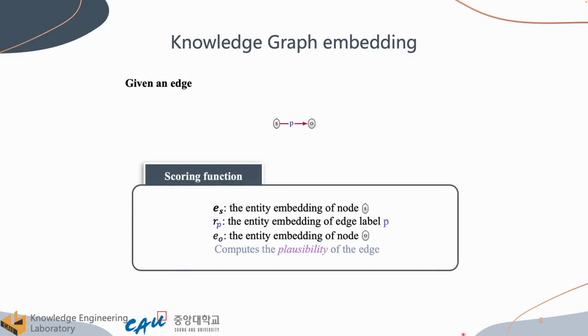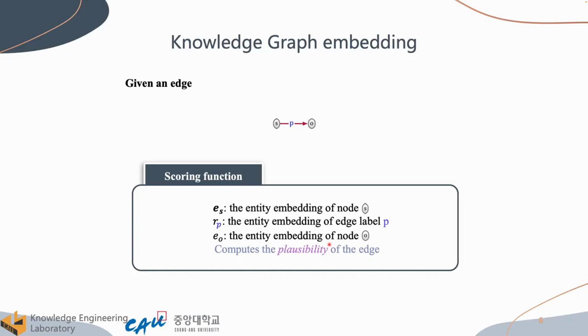And then we could define the scoring function given an edge SPO, and the scoring function includes this. This is the entity embedding of node S, and this is the entity embedding of edge label P, and this is the entity embedding of node O. And then we can use this to compute the plausibility of the edge, how likely it is to be true.